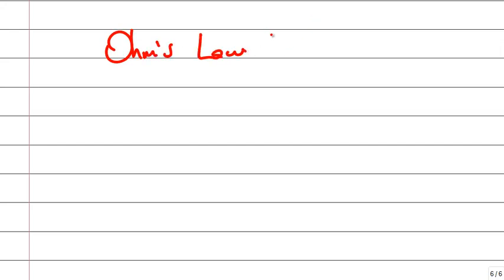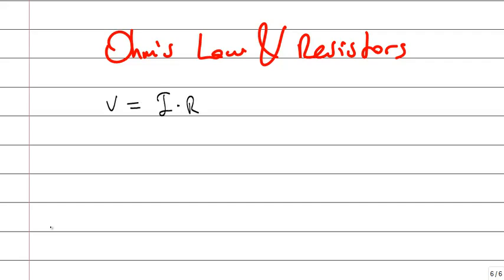Ohm's law and resistors. Ohm's law gives the relation between the voltage and current of a resistor. That's it. It says there is a fixed ratio between the voltage and current of a resistor. That's it.